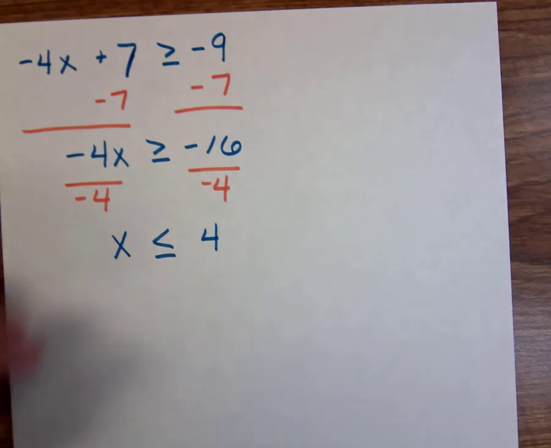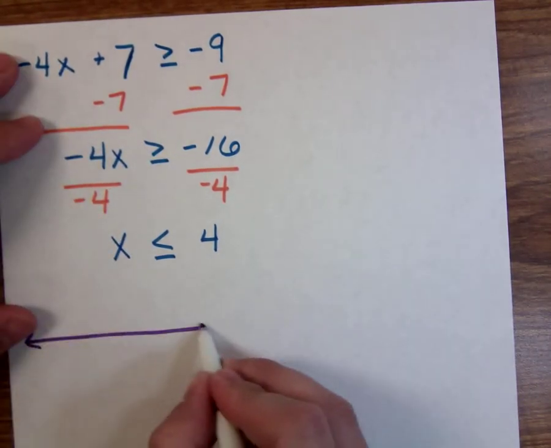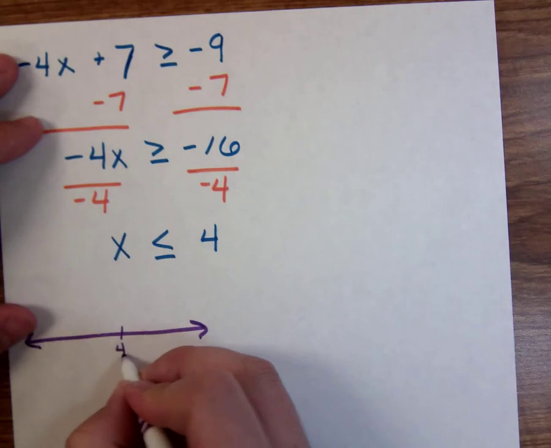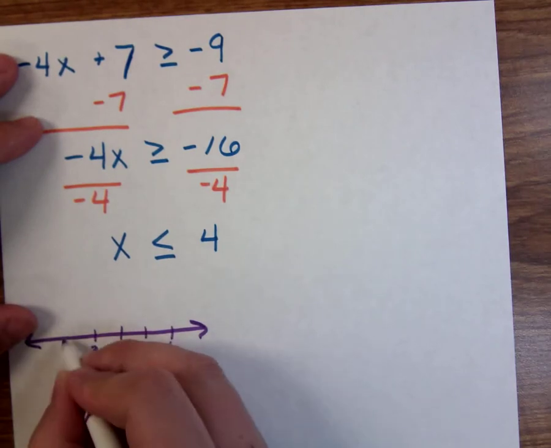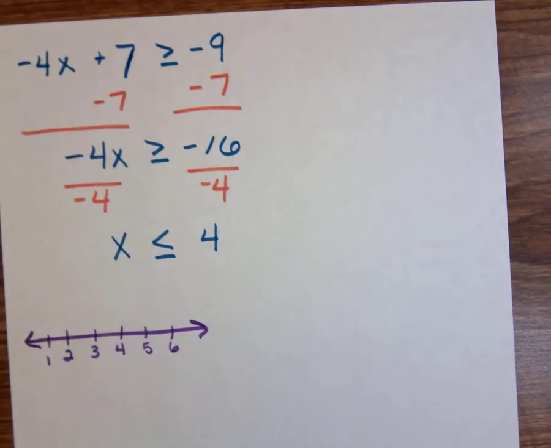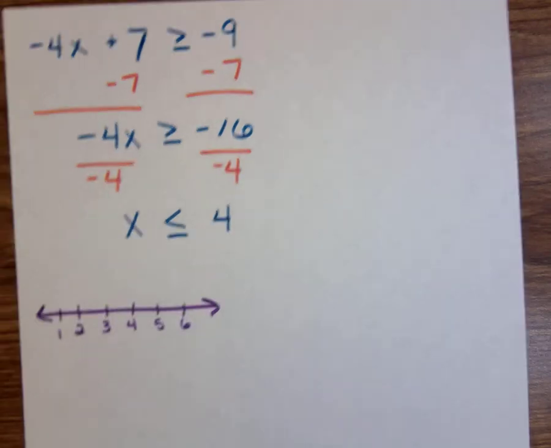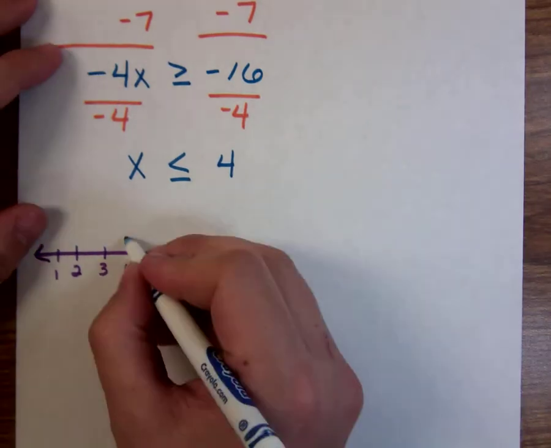All right, let's do our number line. I'm putting my mark on 4, yeah? Yep. Bracket or parenthesis? Bracket, because it equals 4. Going up or going down? Going down.